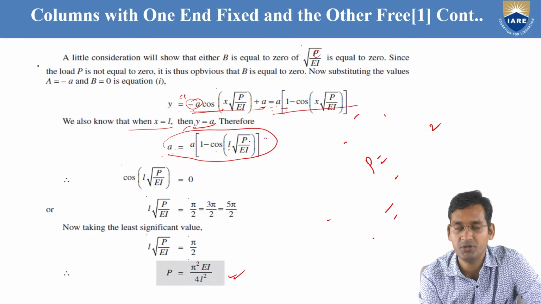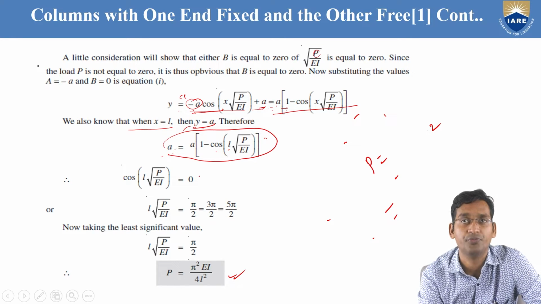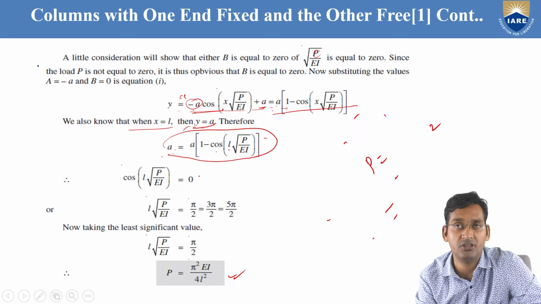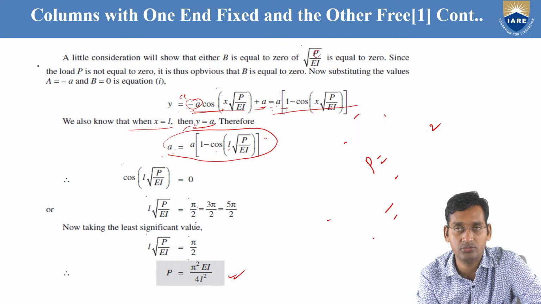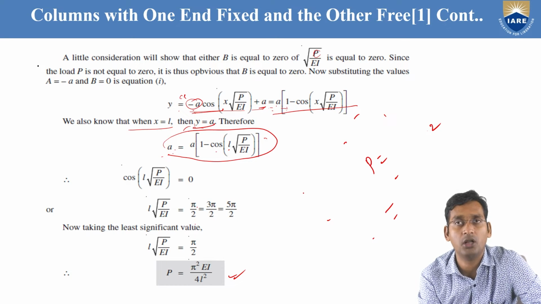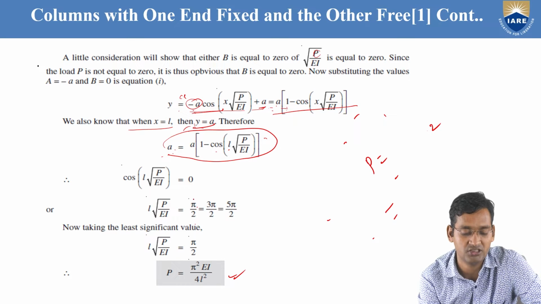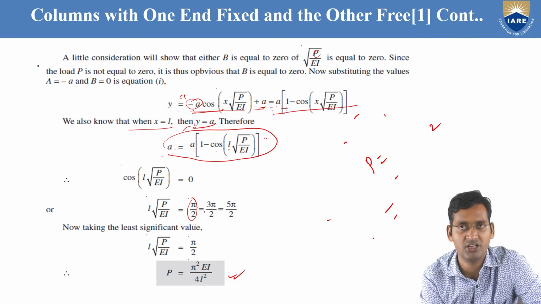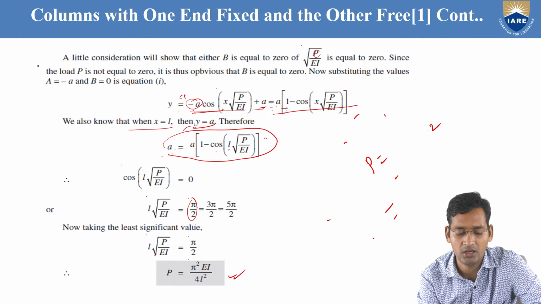Cos of L root P by EI is equal to 0. For what value is cos 0? We have to take the least value. So cos of pi by 2, 3 pi by 2, 5 pi by 2, and so on will be 0. But we have to take the least value. So L root P by EI equals this. Now cos on both sides will get removed. So L root P by EI equals pi by 2.